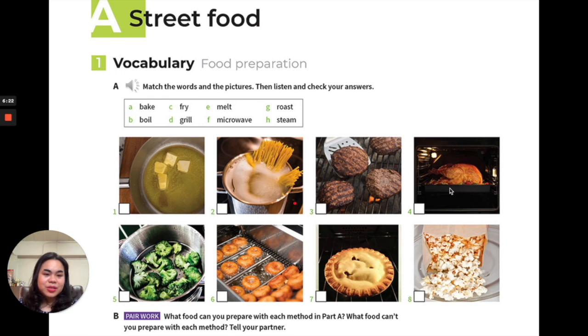4, G. Roast. So with this one, you also get a piece of meat. This one, a whole chicken. But notice, where is the chicken? Well, it's in the oven. But you don't say you bake a chicken.